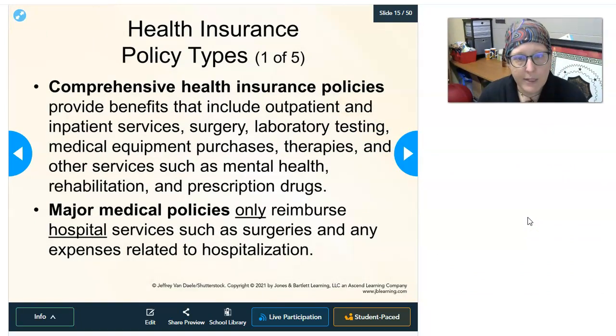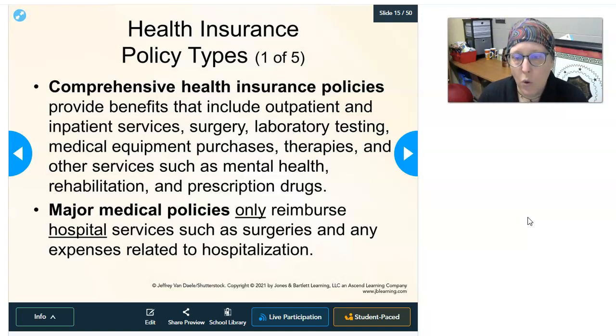So comprehensive health insurance policies will have benefits that include things like outpatient and inpatient services, surgery, lab testing, medical equipment purchases. So if you need oxygen, or a wheelchair, or a walker or something like that. Therapies such as physical therapy, occupational therapy, and other services such as mental health, rehab, and prescription drugs. So that would be a comprehensive. So all your basic needs should be covered there.